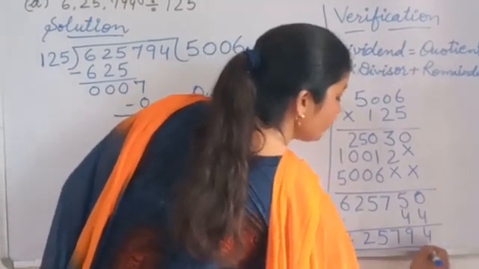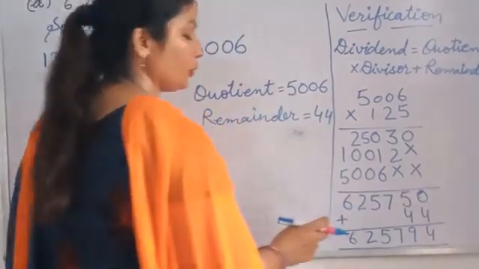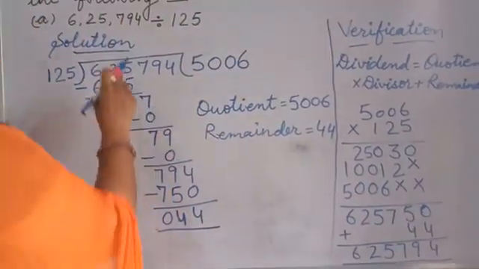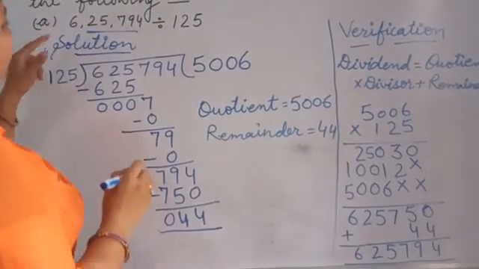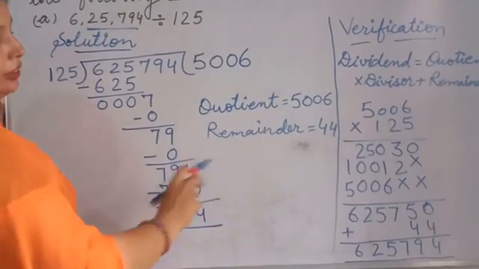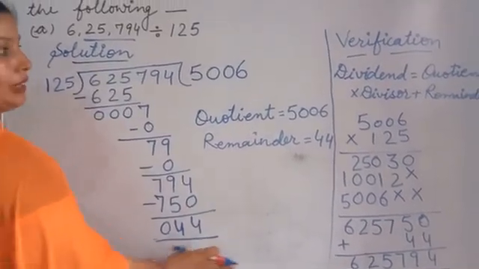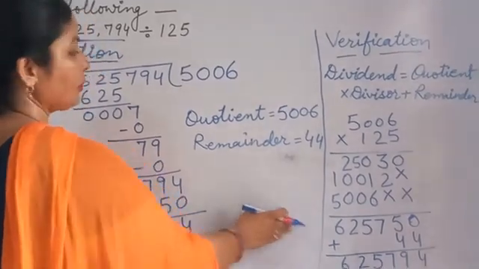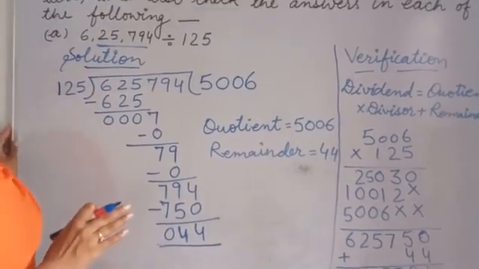So what's your answer? 6,25,794. Now check from the dividend. That is the same as your dividend. You can see that our dividend is also 6,25,794. That means this complete process is correct. We have verified here that our process is correct. So like this you will do all parts.